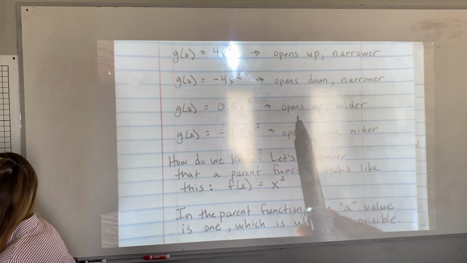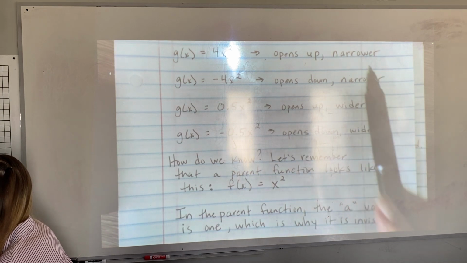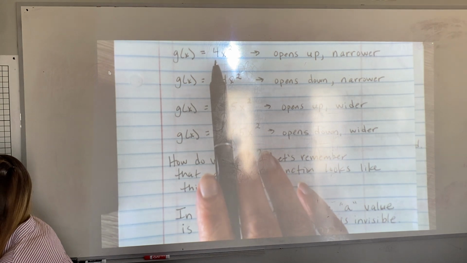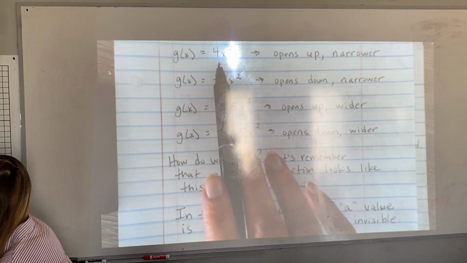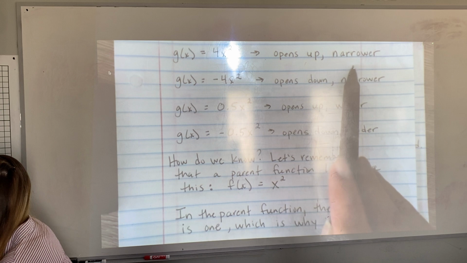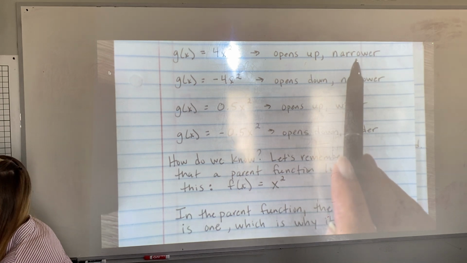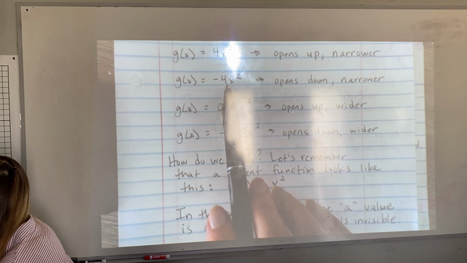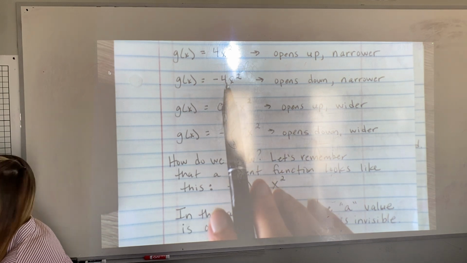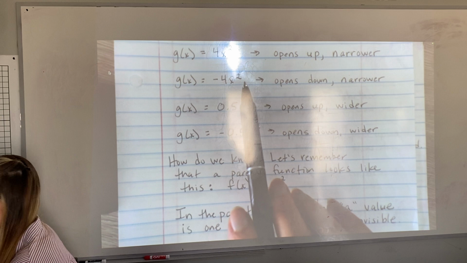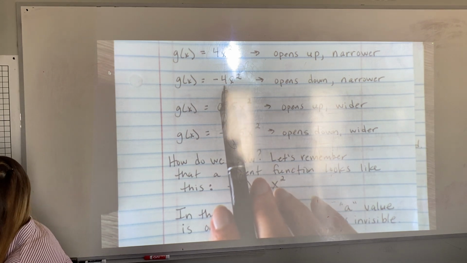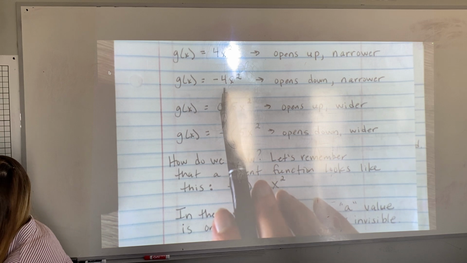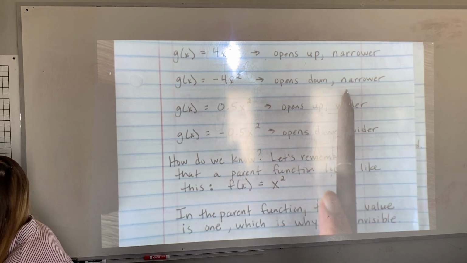Let me just go back to these examples because I want to discuss why we name them narrower and wider. We just look at the absolute value, which is 4. It's bigger than 1, so it is narrower. This absolute value is also 4. It doesn't matter what the sign is. We're looking at just the absolute value of A, which is also greater than 1, 4, which is narrower.